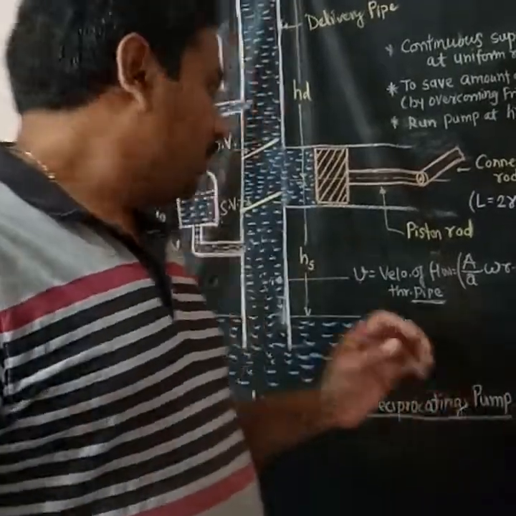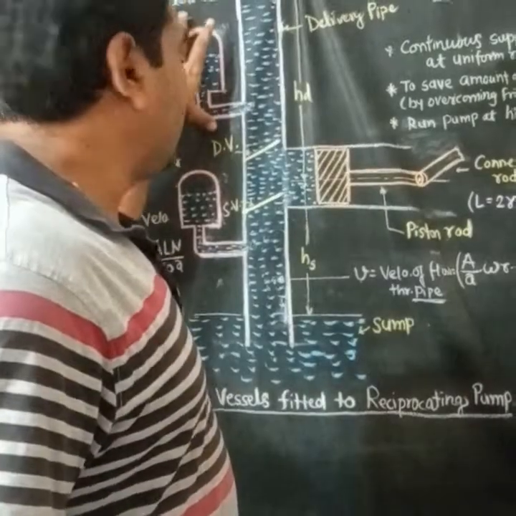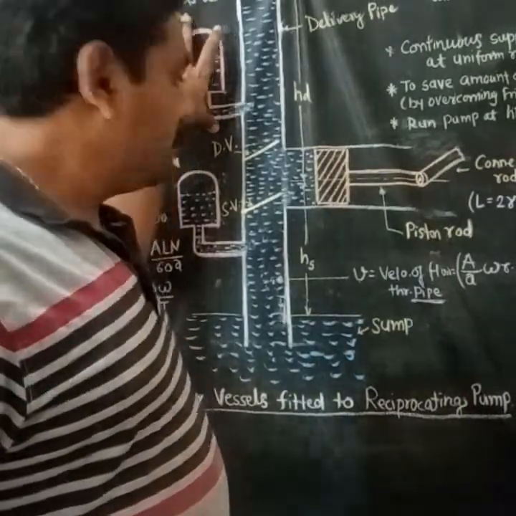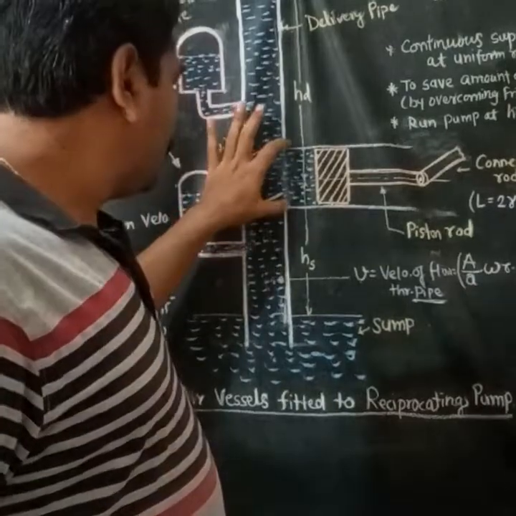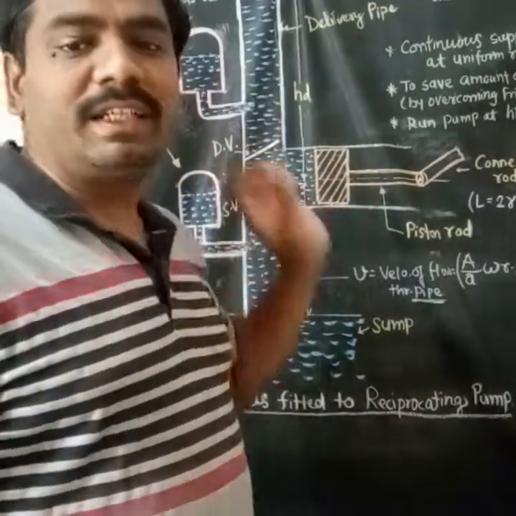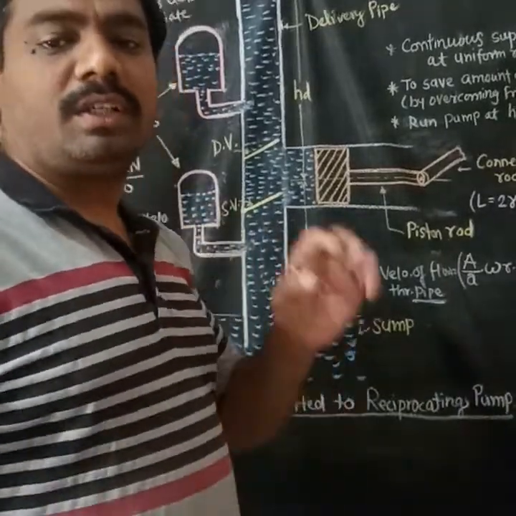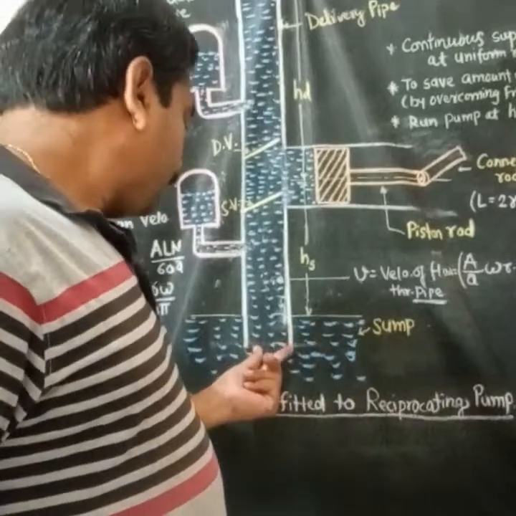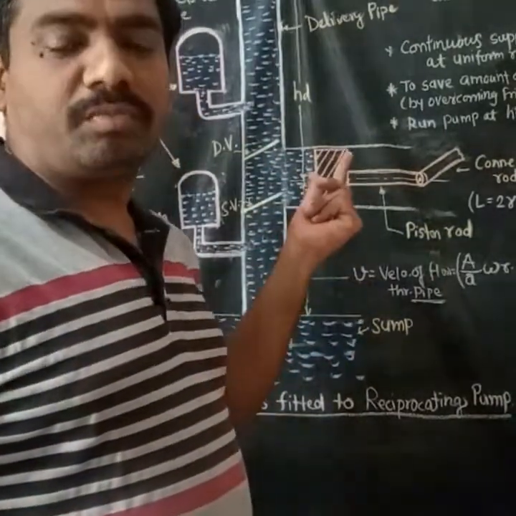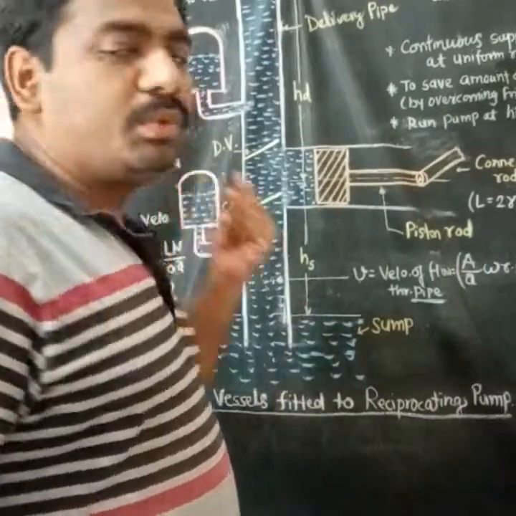You can observe one air vessel provided here and another air vessel provided here, very close to the cylinder. One is at the suction side, another at the delivery side. In the case of the air vessel, when there is an excess amount of water inside the pipeline, that excess water will enter into the air vessel.